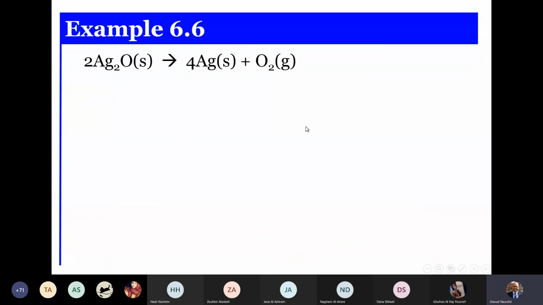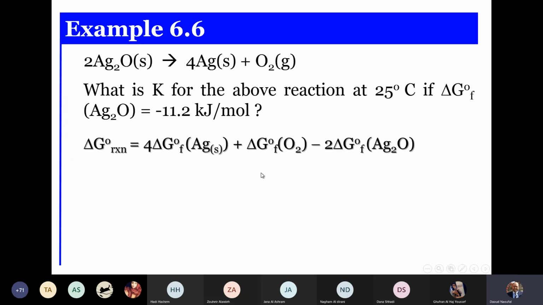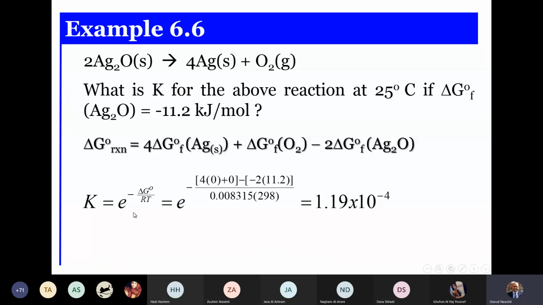Example 6.6, consider the following reaction. What is the value of K for the above reaction at 25 degrees if delta G0 formation equals minus 11.2 kilojoule per mole? Pay attention, he asked about K at 25 degrees. We apply the relation K equals e to the power minus delta G0 divided by RT.